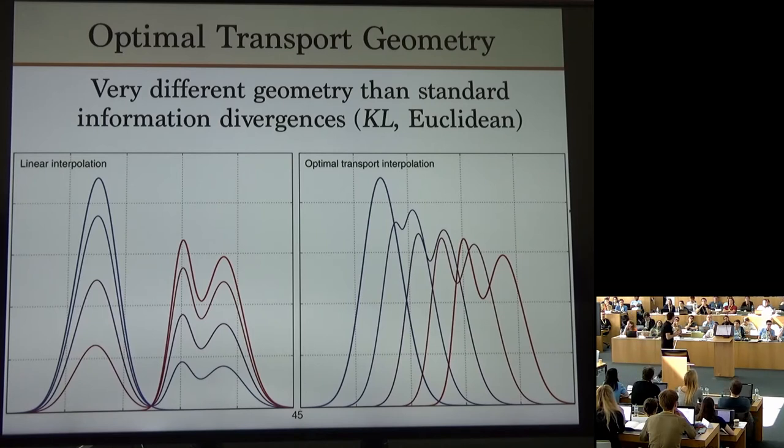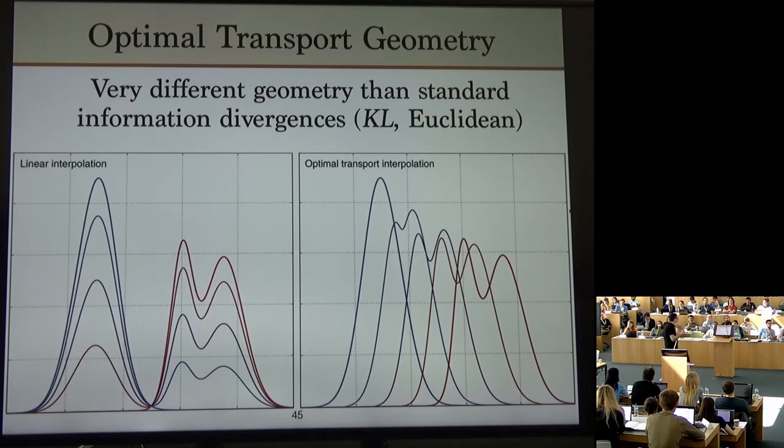So on the left, Euclidean interpolation between densities, basically it's more like an elevator game: this goes up, this goes down, okay? And if I want to take the middle, then I take the sum of the two and they're in the middle, and I get two bumps.